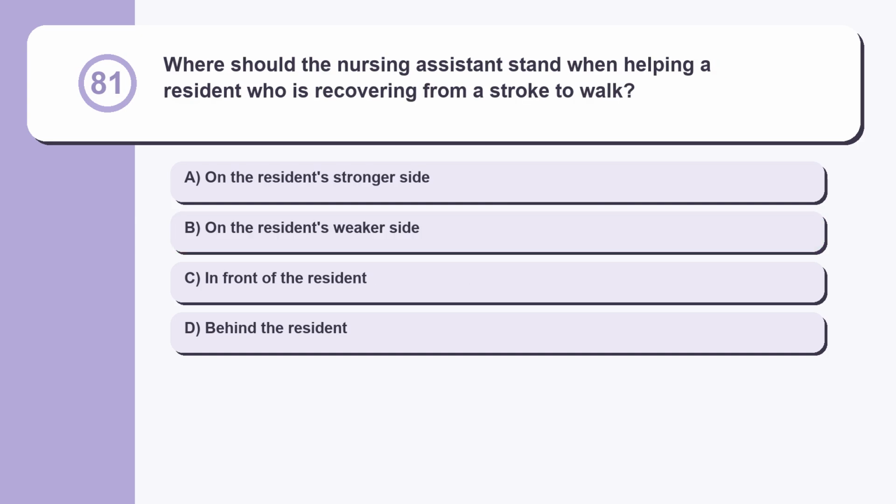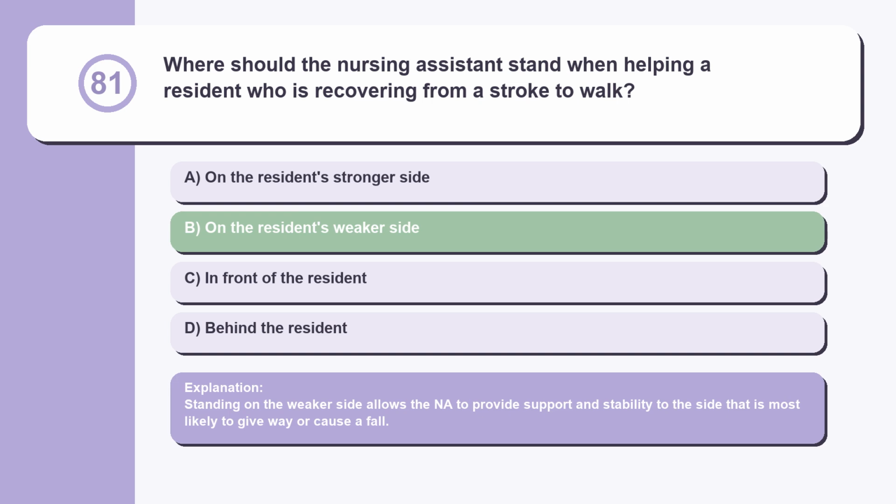Question 81. Where should the nursing assistant stand when helping a resident who is recovering from a stroke to walk? On the resident's stronger side, on the resident's weaker side, in front of the resident, behind the resident. Standing on the weaker side allows the NA to provide support and stability to the side that is most likely to give way or cause a fall.